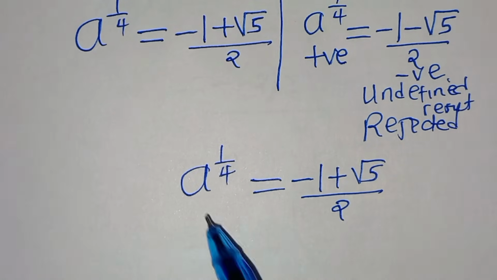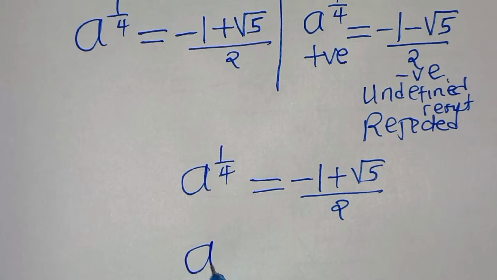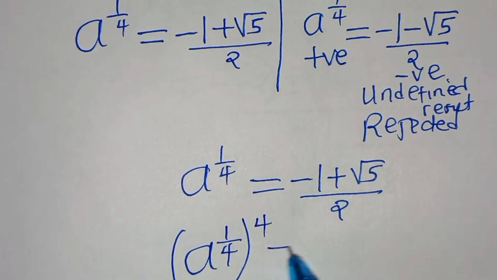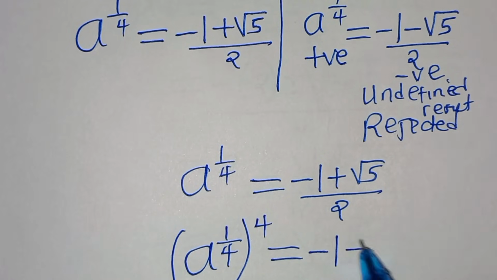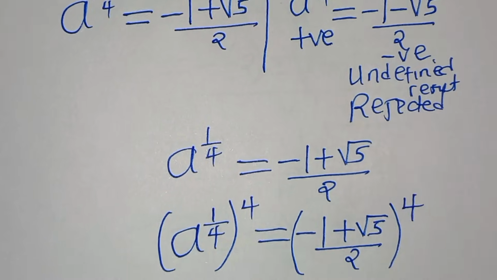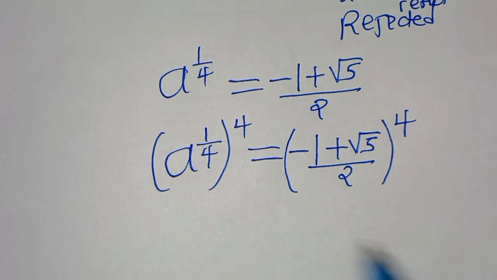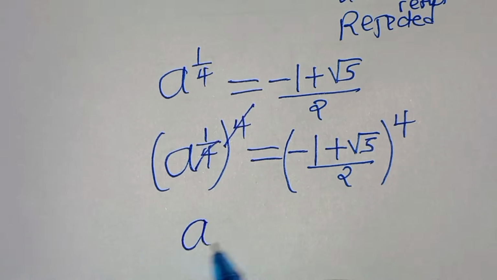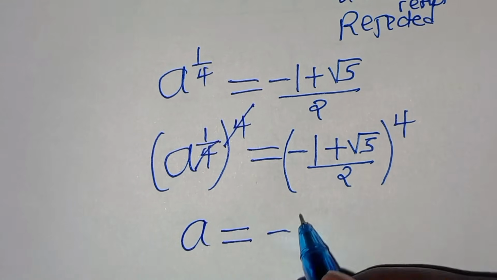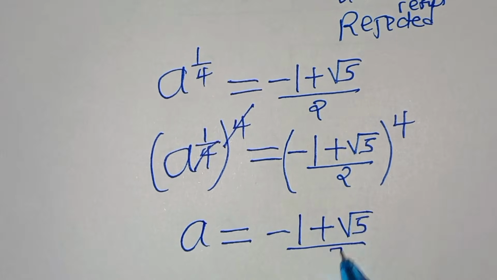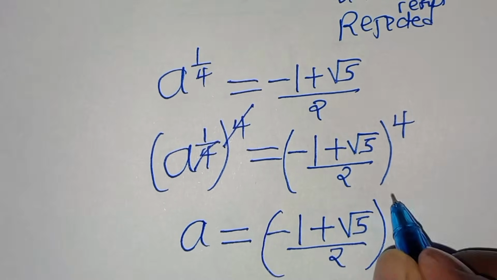Now, to solve for a here, let's raise to the power of 4 on both sides, so that this is equal to minus 1 plus square root of 5 divided by 2, everything here raised to the power of 4. So here we eliminate the power 4, and this means that a is equal to minus 1 plus square root of 5 divided by 2 raised to the power of 4.